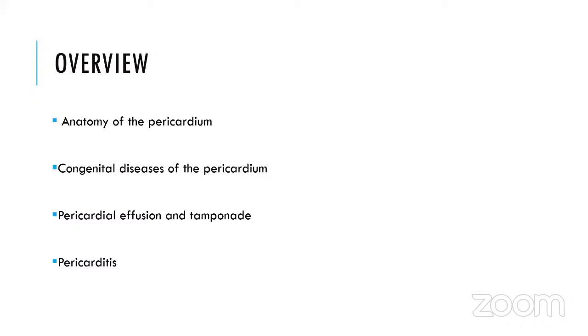So we're going to talk briefly about the anatomy of the pericardium, and then we'll talk about congenital diseases of the pericardium, moving on to pericardial effusion and tamponade, and finally we're going to talk about pericarditis.